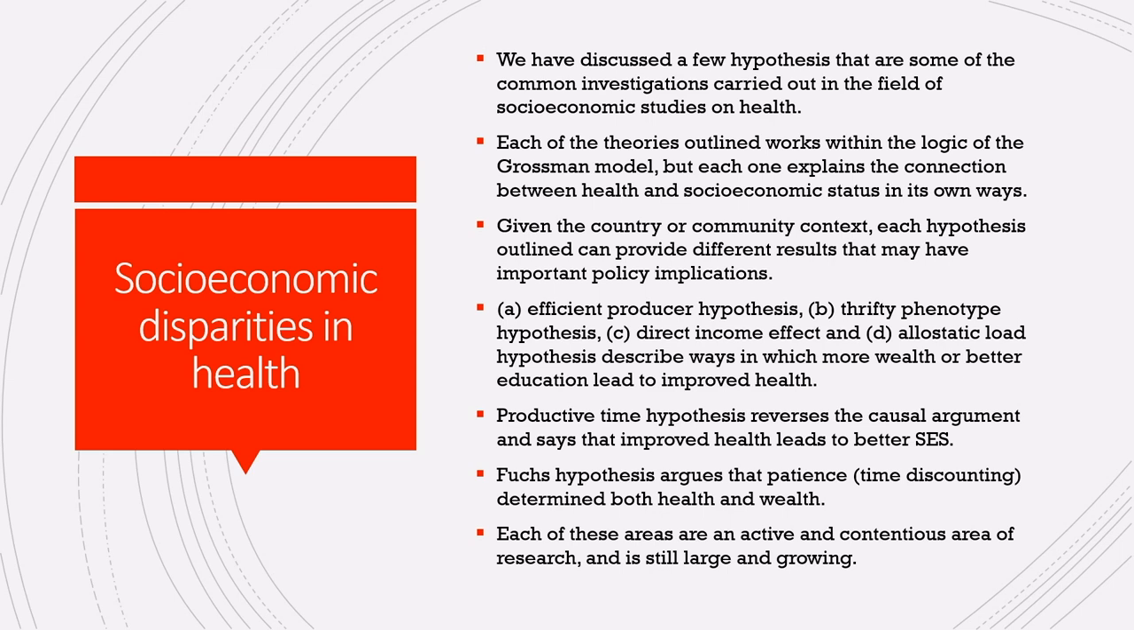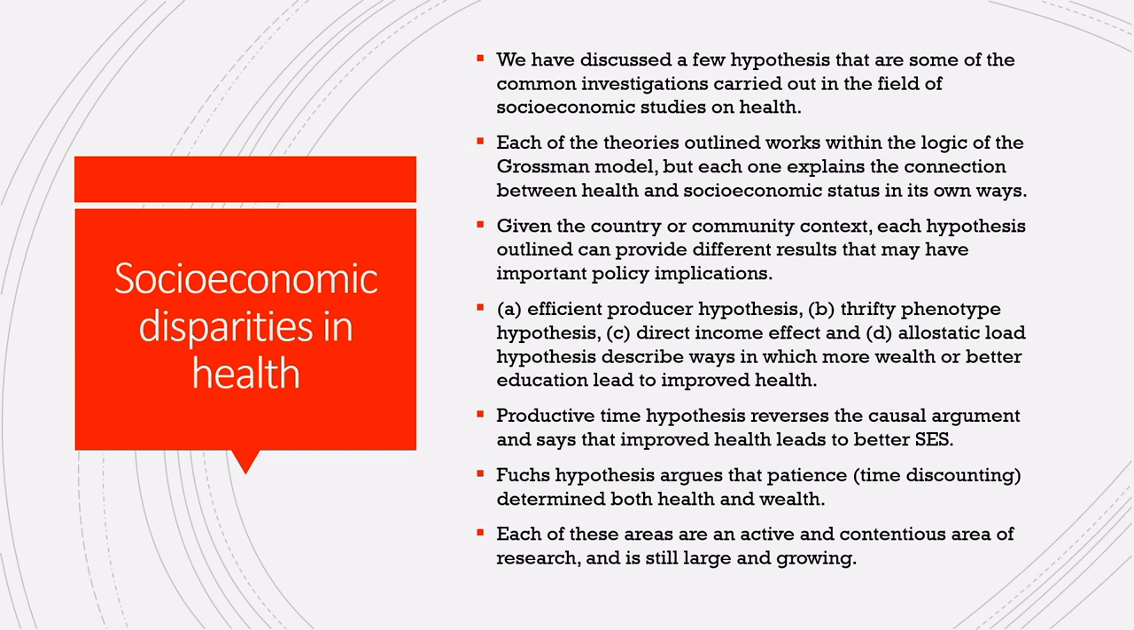So, for example, we discussed the efficient producer hypothesis. We discussed the thrifty phenotype hypothesis, direct income effect and allostatic load hypothesis, which describe ways in which more wealth or better education lead to improved health. The productive time hypothesis reverses the causal argument and says that improved health leads to better socioeconomic status. So, we looked at the two-way relationship between improved health leading to better socioeconomic status, and better socioeconomic status also leading to improved health.